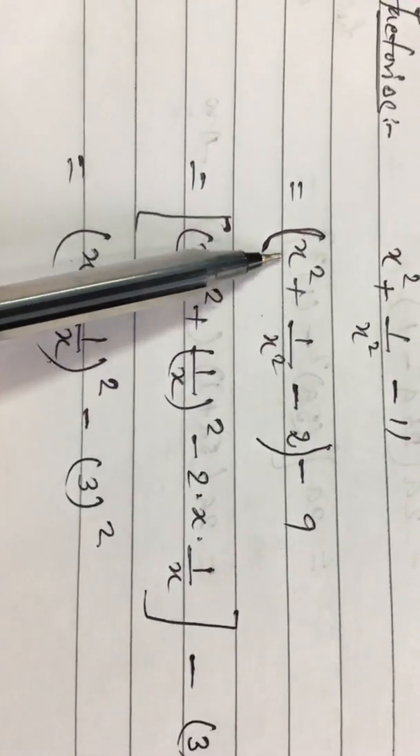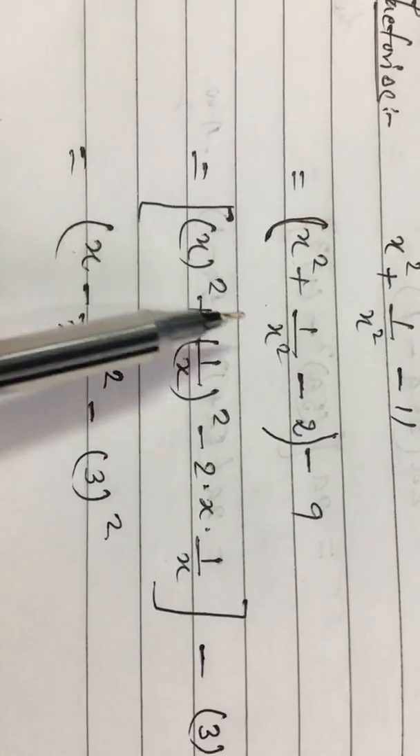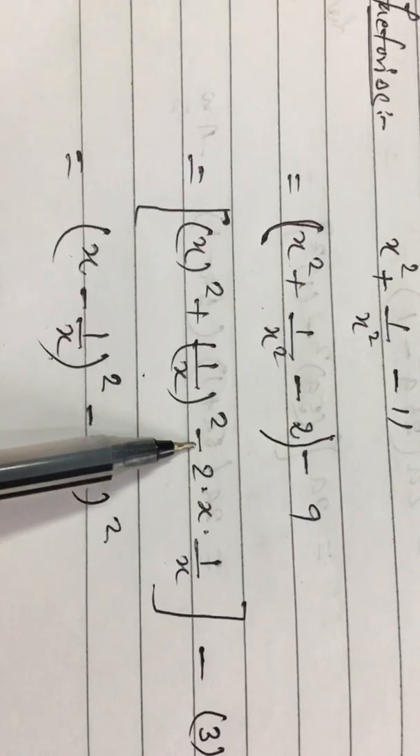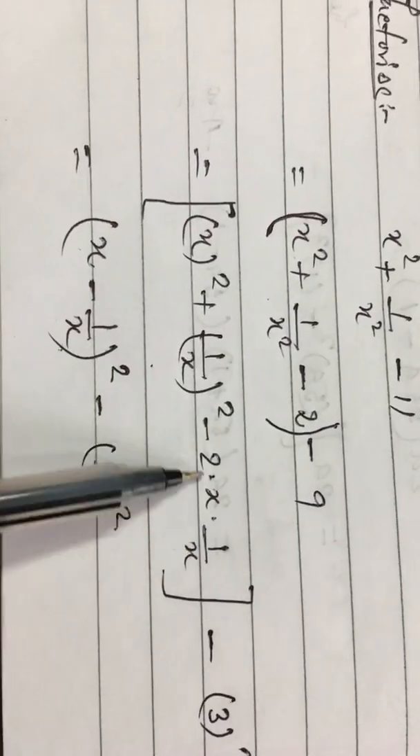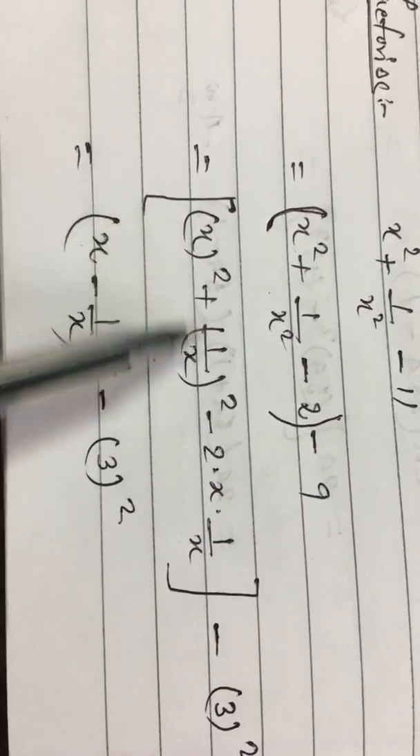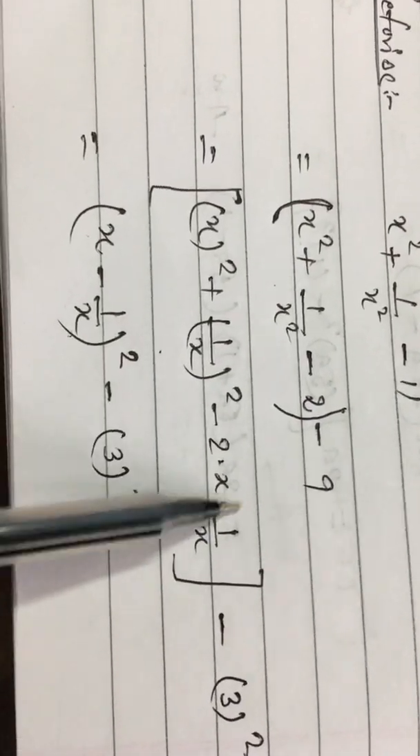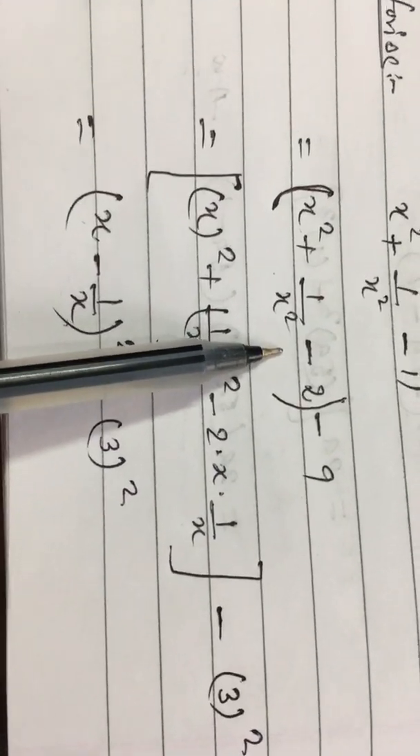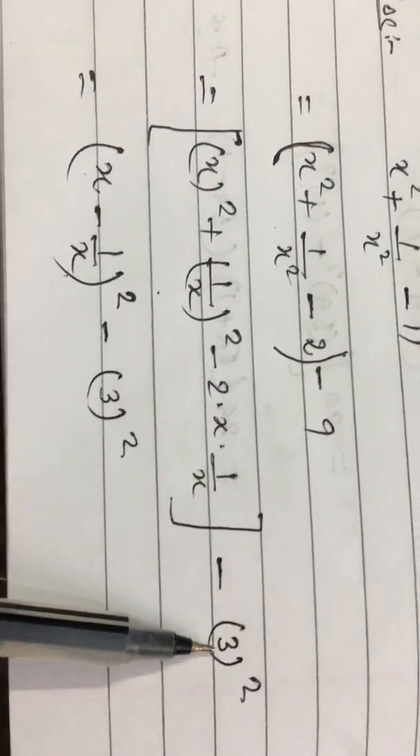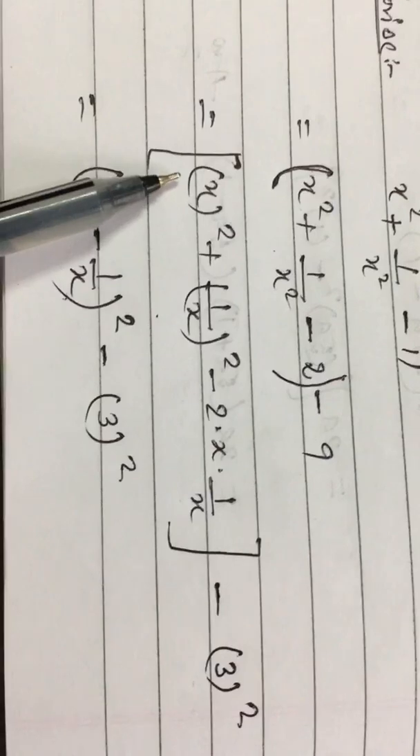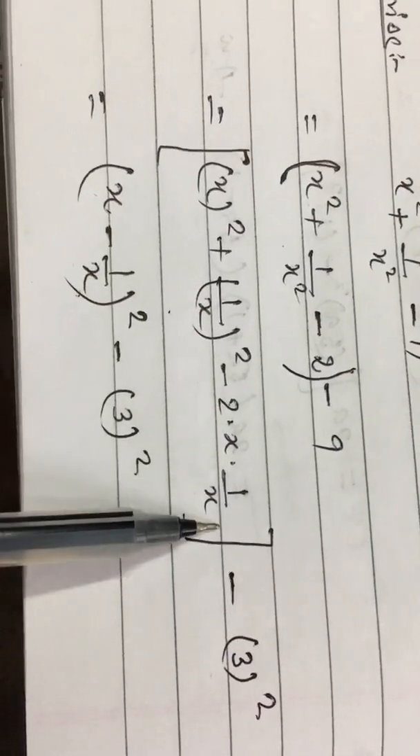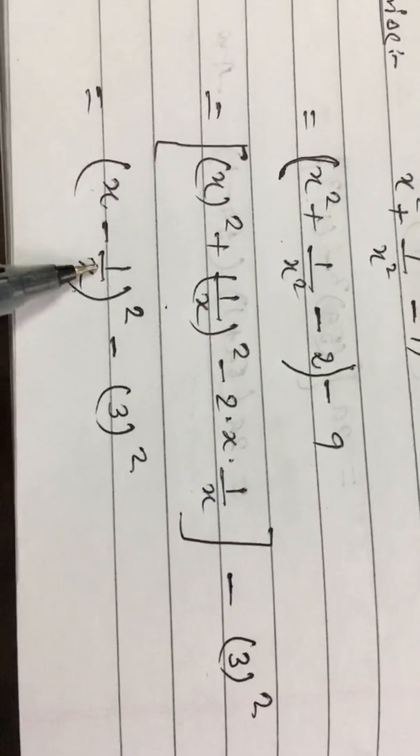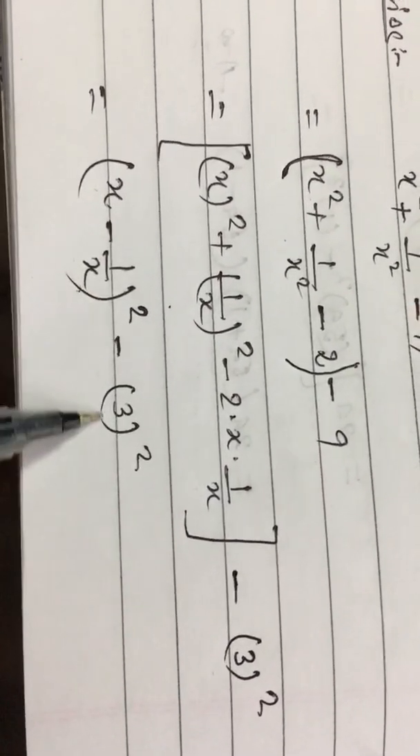Now see, x square is the perfect square of x, and 1 by x square is the perfect square of 1 by x, and according to the formula minus 2ab, a is x and b is 1 by x. If you solve this part, you will get minus 2, because x cancels and 2 ones are 2, and 9 is the perfect square of 3. So it is a square plus b square minus 2ab. According to this, a minus b whole square. So a is x and b is 1 by x, that is whole square, minus 3 whole square.